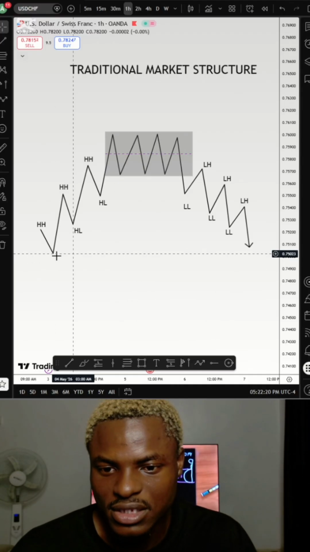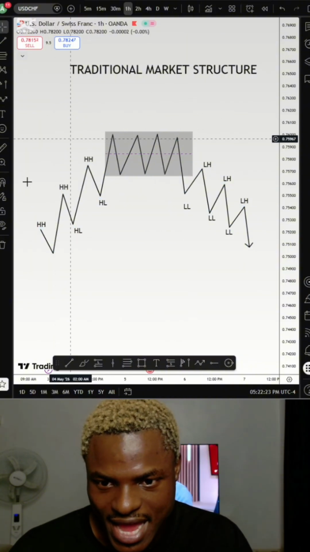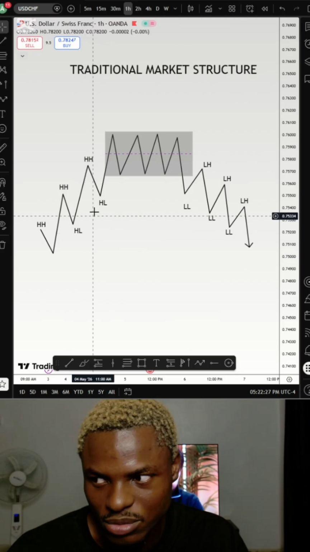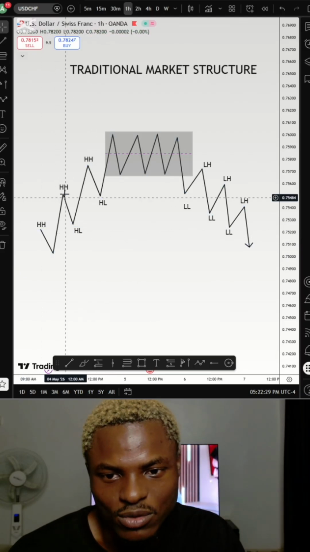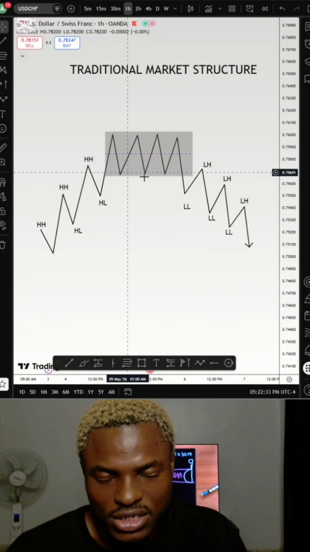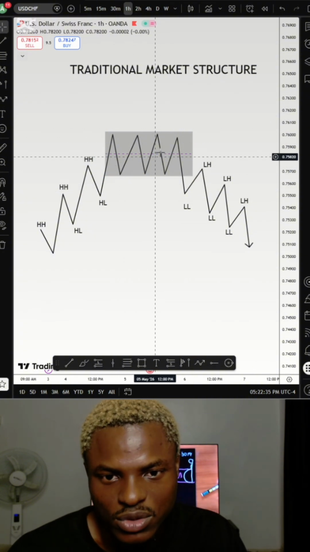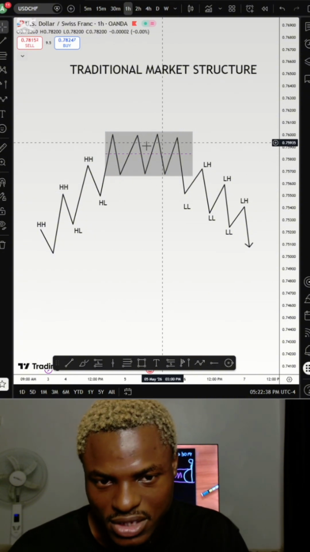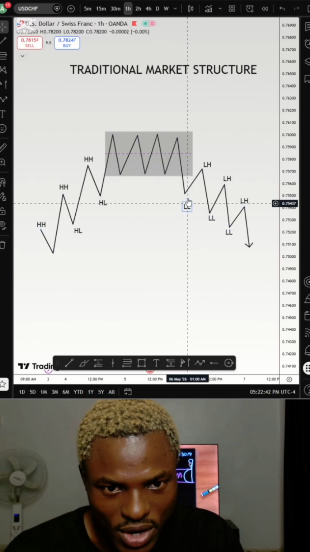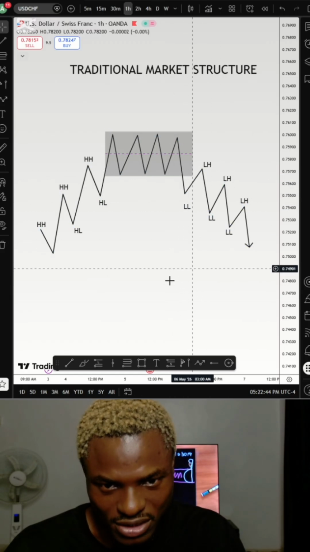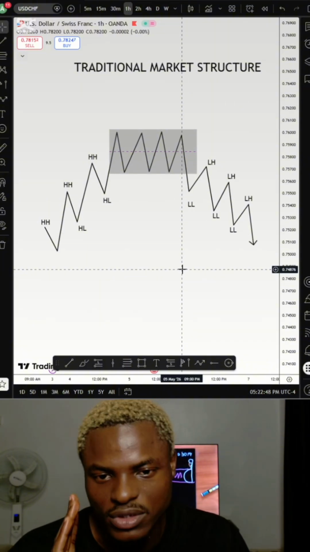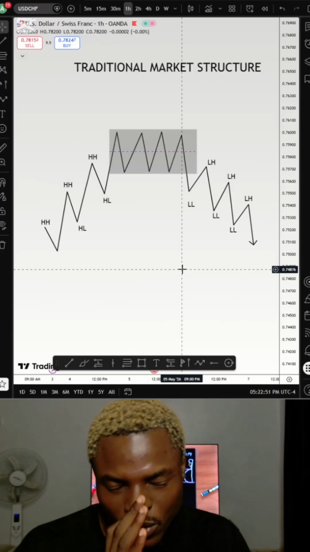So this is the traditional market structure. Every mentor on the internet is telling you this is how the market goes. This is an uptrend. We have a series of higher highs, higher lows, higher highs, and higher low. And this right here is an accumulation, a situation where the market is not showing you what it's doing, so the market is dealing in a range. Now you stay out of it, and when we change, this is a downtrend, we have a series of lower highs, lower lows, lower highs, and lower lows, lower highs, and lower low. So this is the traditional way that everyone is going to teach you that this is what the price looks like.